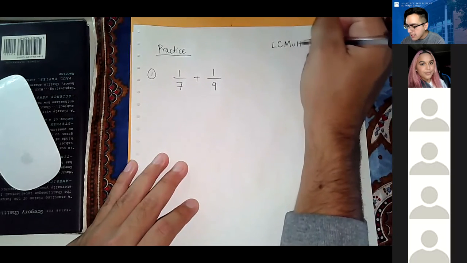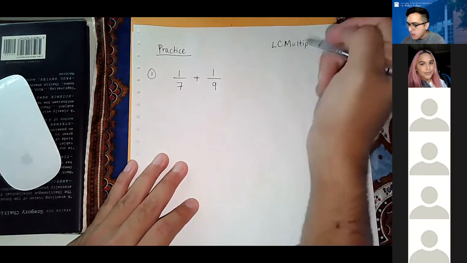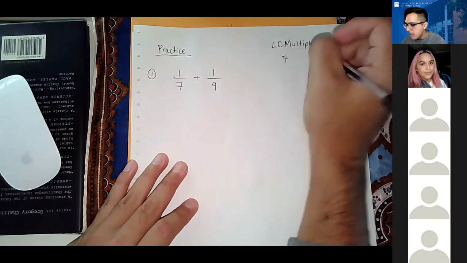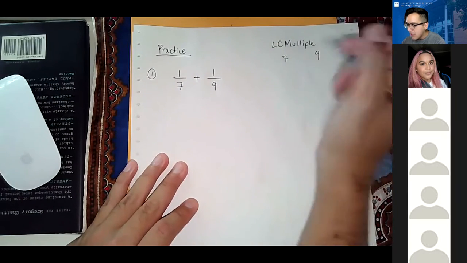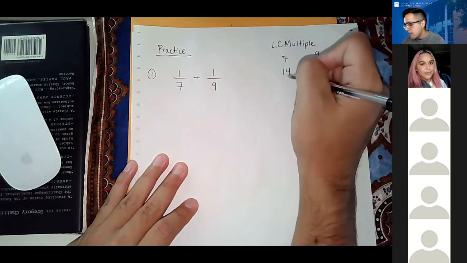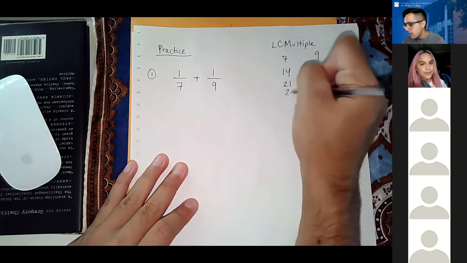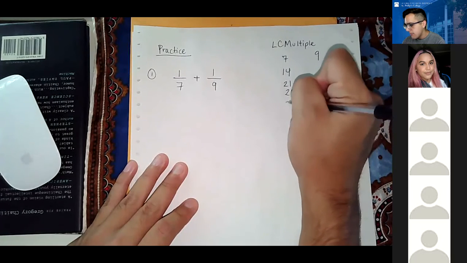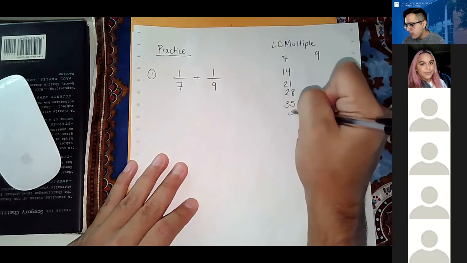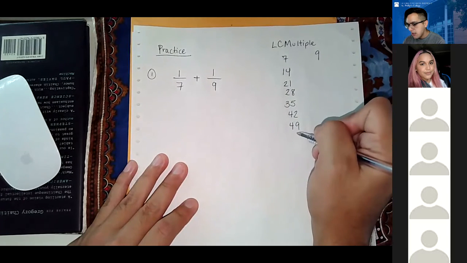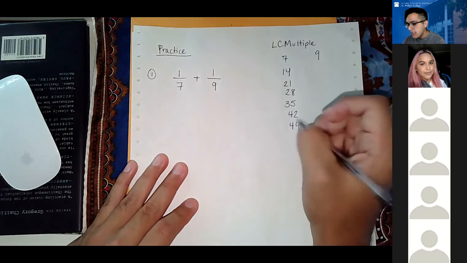But I'm going to call it the least common multiple right now, because what we'll do is list out the multiples of 7 and 9. If we counted by sevens, we could get 7 times 1 is 7, 7 times 2 is 14, 21, 28. What comes next? 35, 42, 49. What comes after that? It's 56.